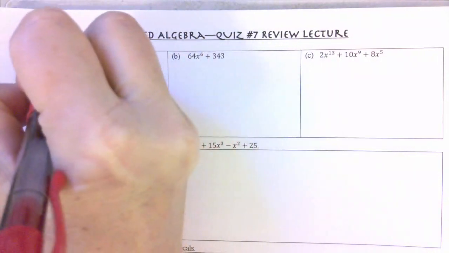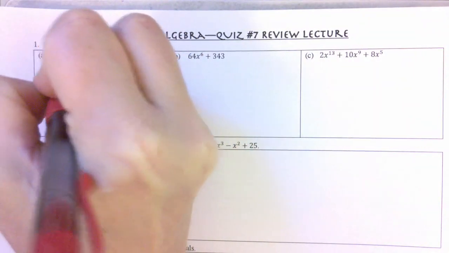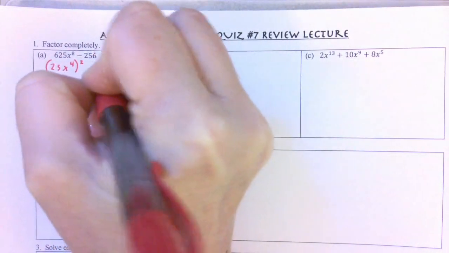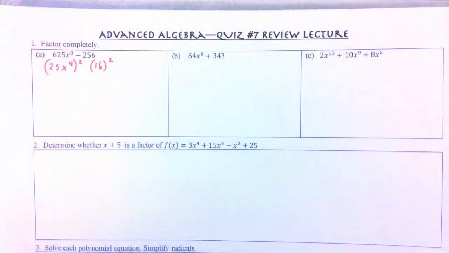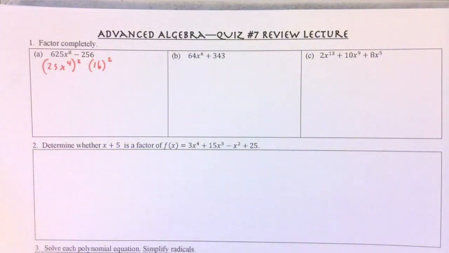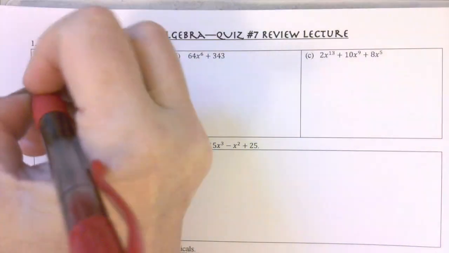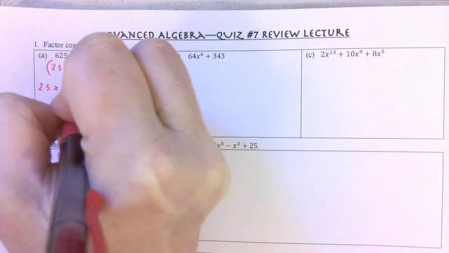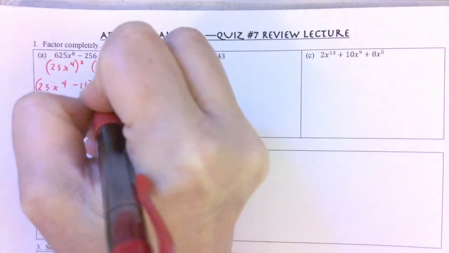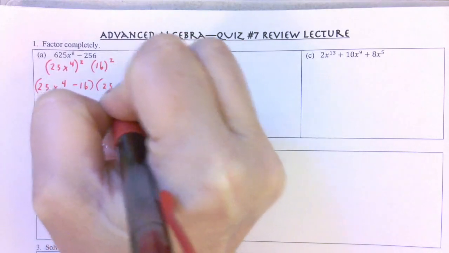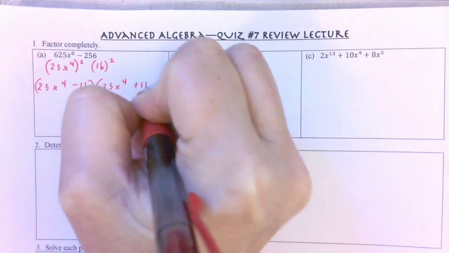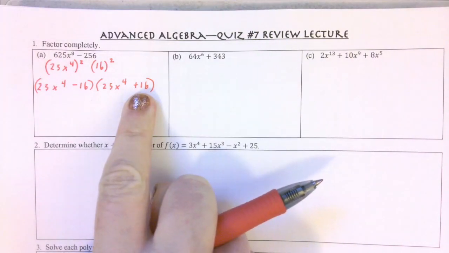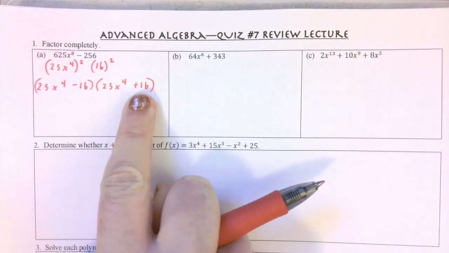So here this is really 25x to the fourth power as a quantity squared, and here is 4 squared... I mean 16 is 4 squared. So I really have a difference of two squares pattern. I can write it as 25x to the fourth minus 16 times 25x to the fourth plus 16. I know there's nothing more to do here. There is no sum of two squares, only a difference of two squares.